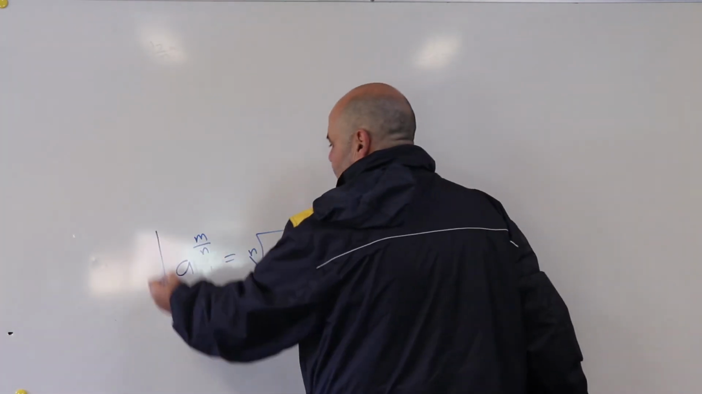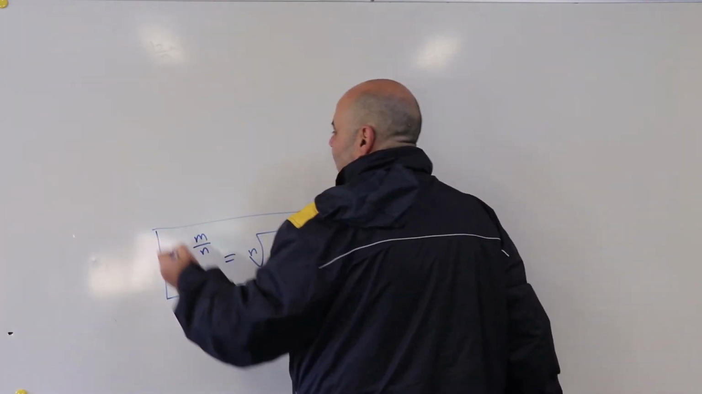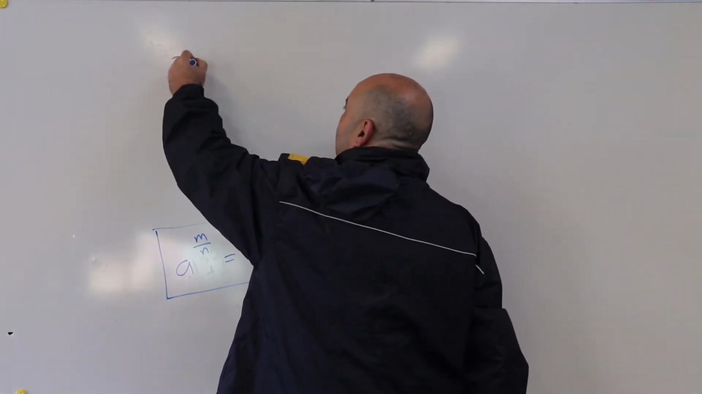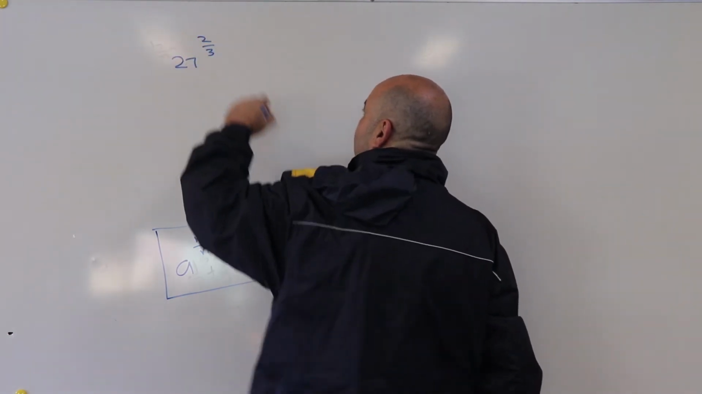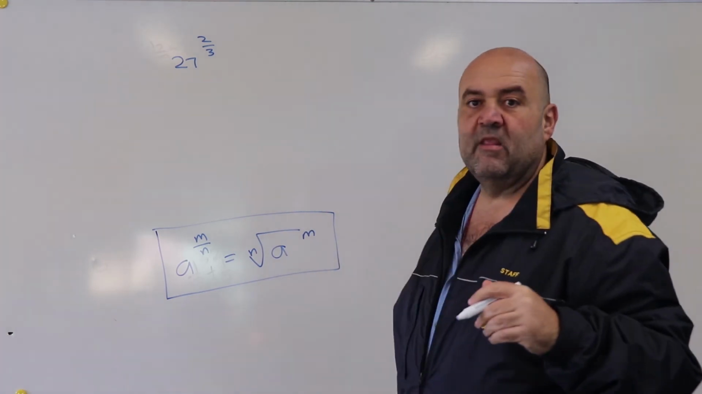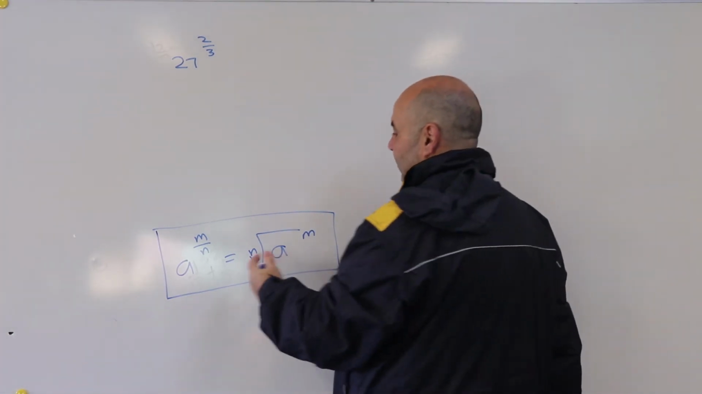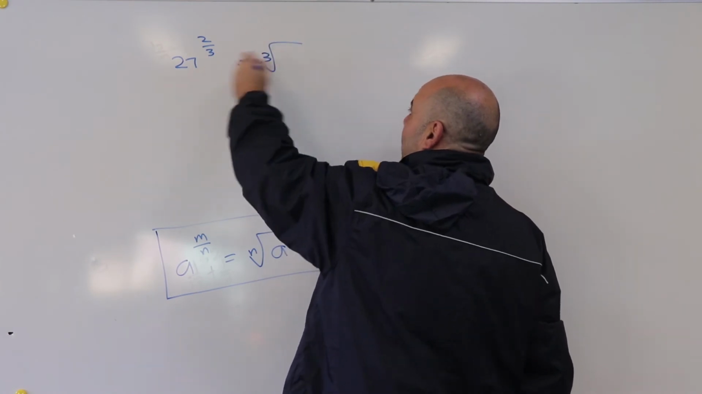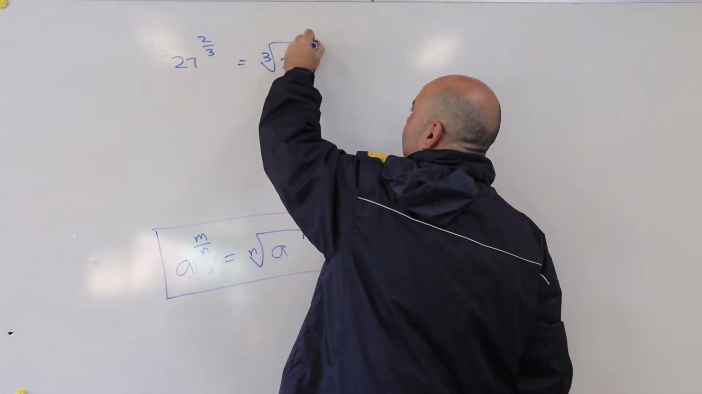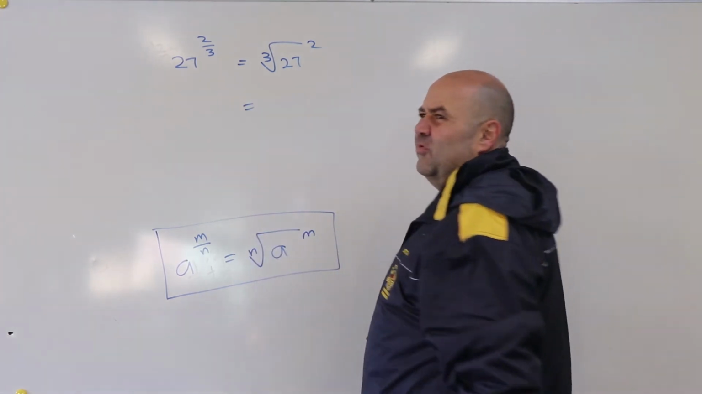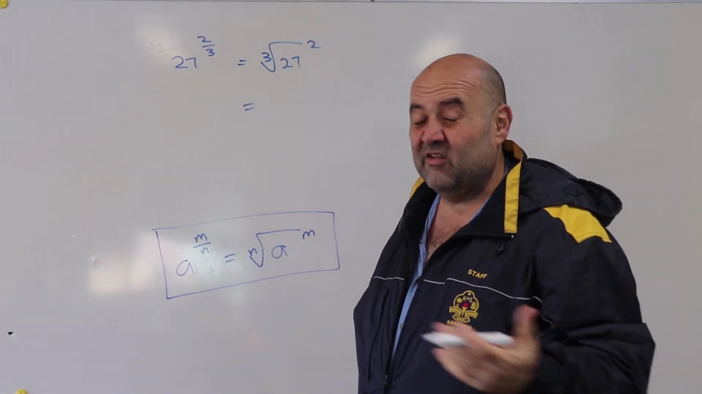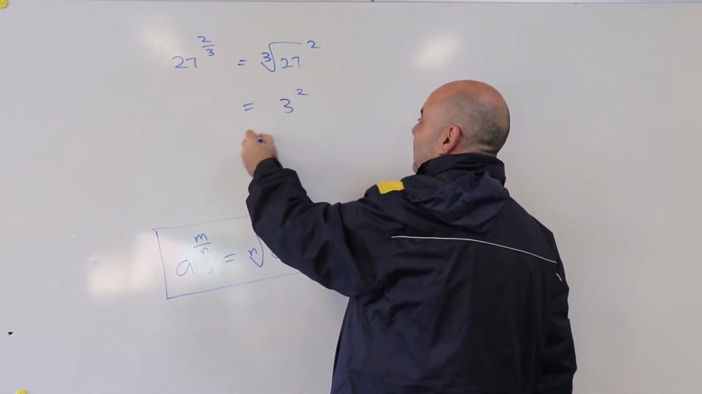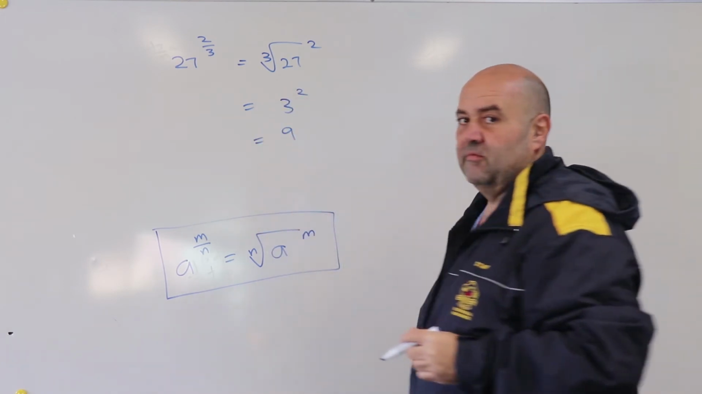Okay, so here is the index law that I'm going to be working with. As an example, if I have 27 to the power of 2/3, well, according to this index law, it's the cubed root, the denominator, that root of 27 squared. Well, the cubed root of 27, we've already seen that. The cubed root of 27 is 3. So that's 3 squared, so that equals 9.